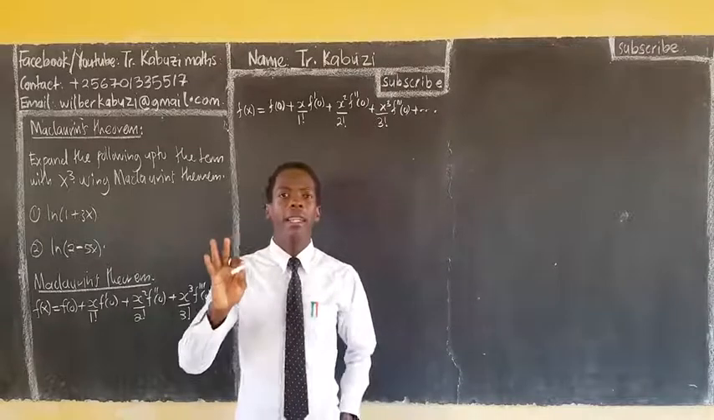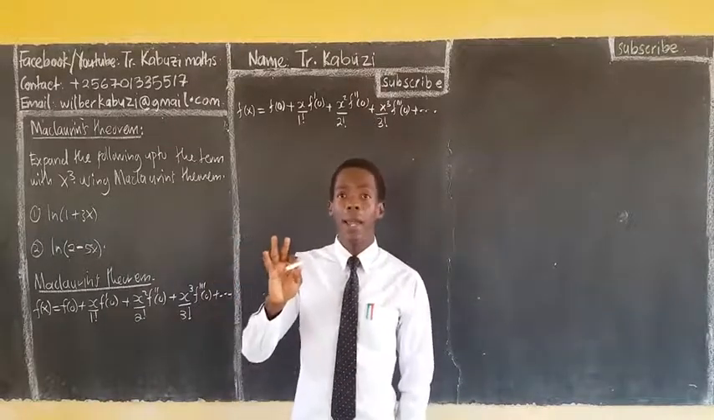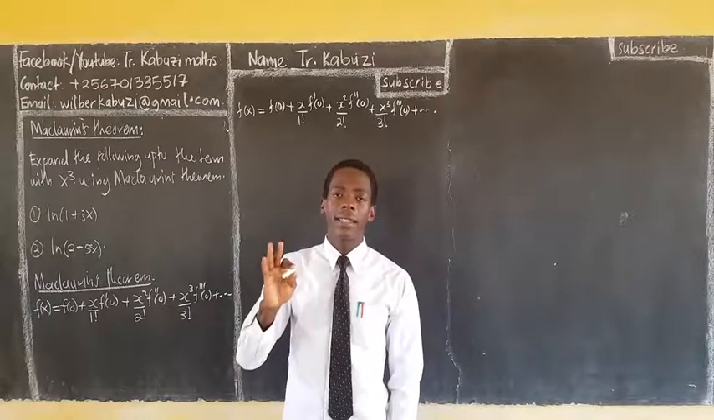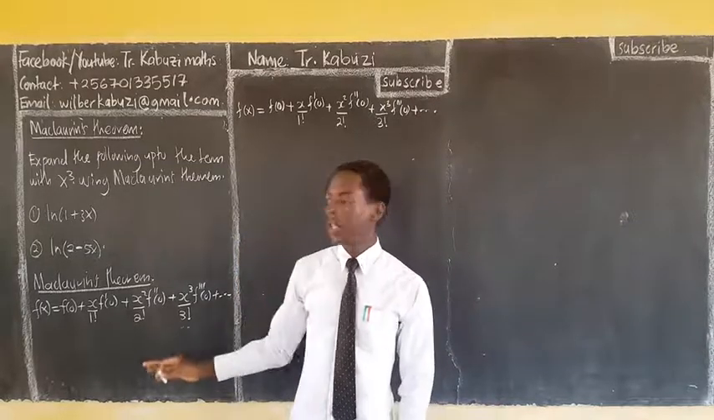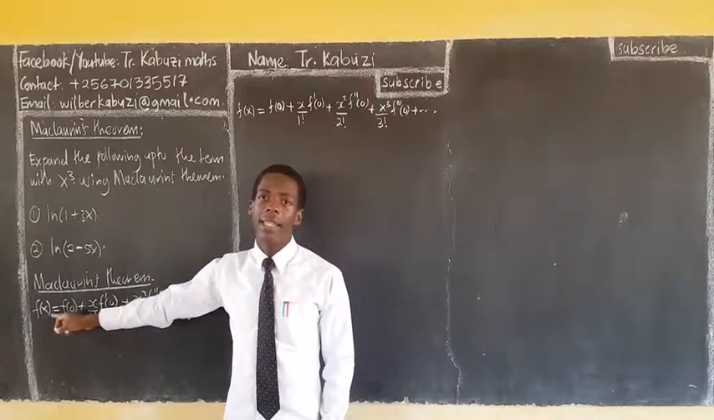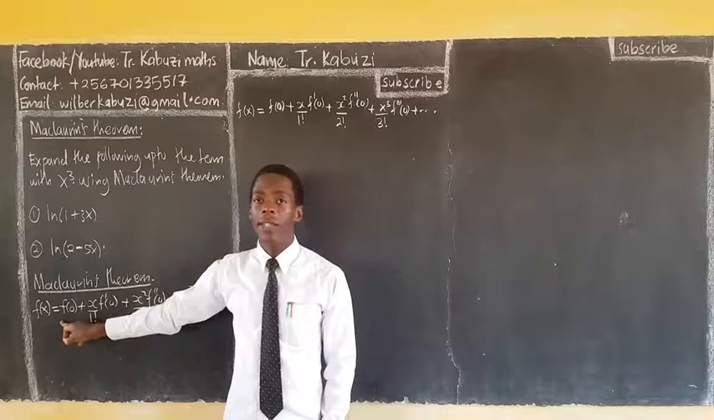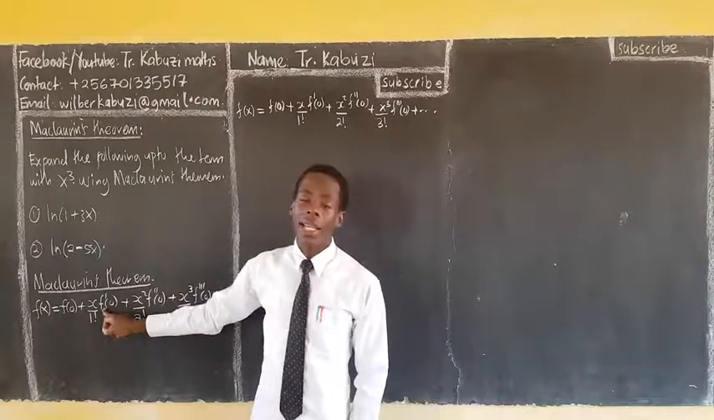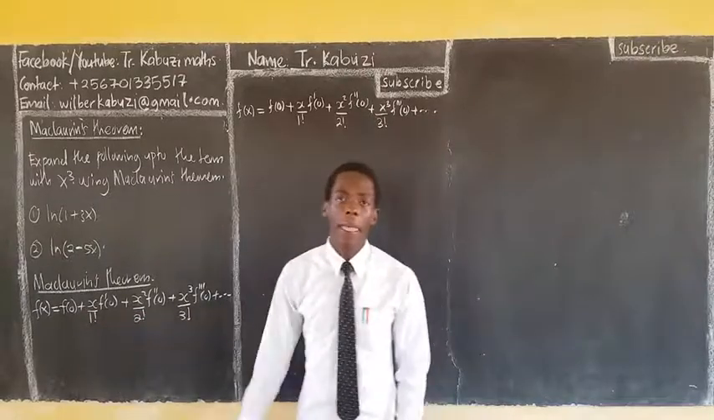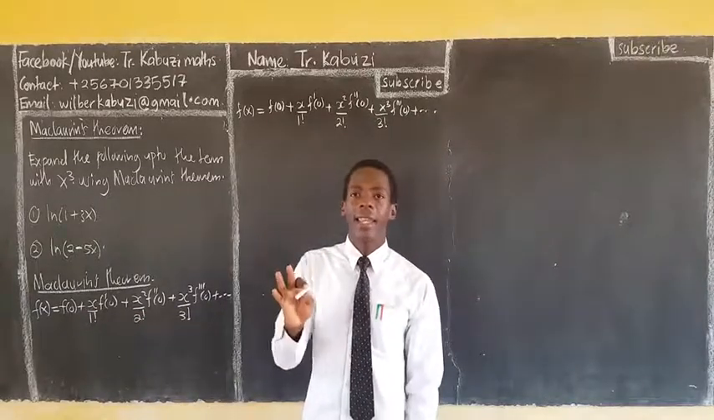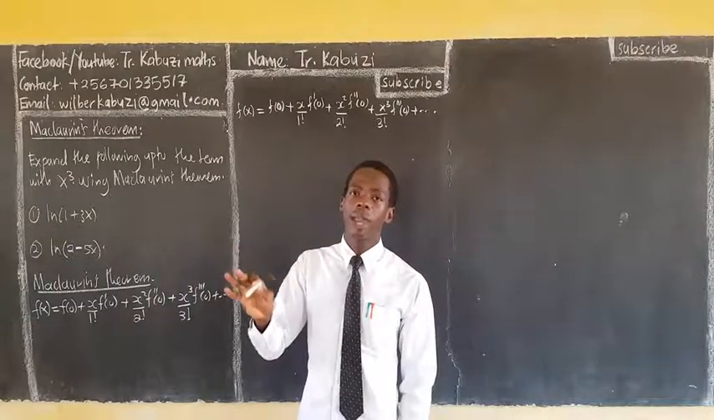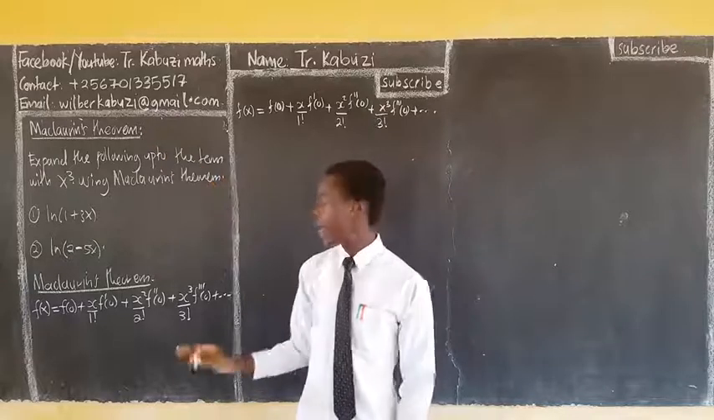Now, Maclaurin was of course a human being. He said that if you have a function f of x, you can expand it using his theorem. He said this f of x is the same as you evaluate that function at 0, then x times the derivative of that function evaluated at 0 over 1 factorial, plus the second derivative of that function evaluated at 0 times x squared over 2 factorial, plus and so on.